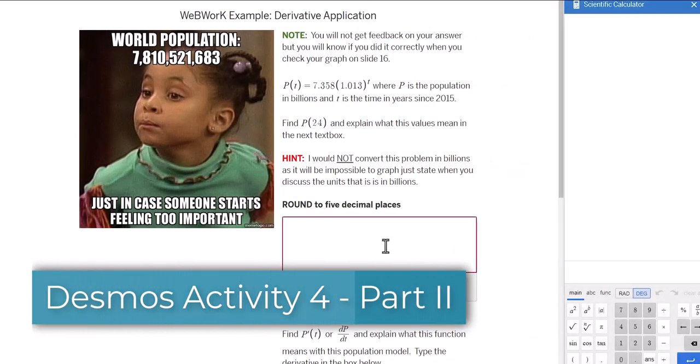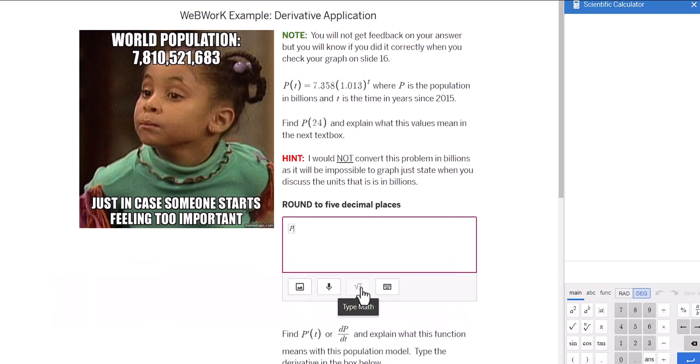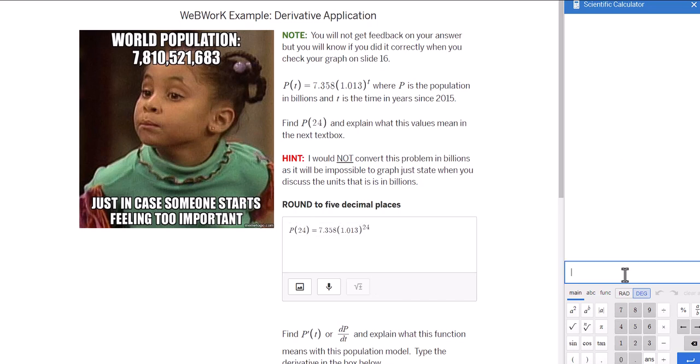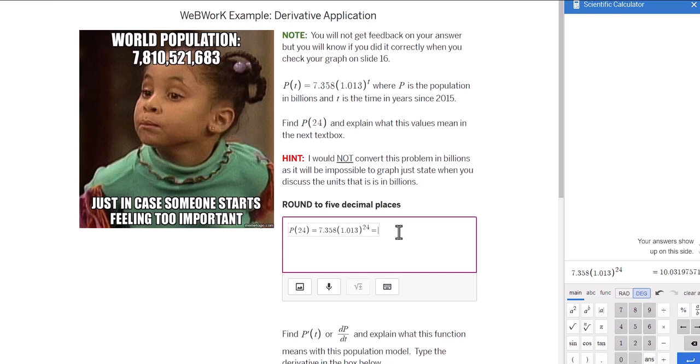I opened the calculator. So the first thing it asked me is to find P of 24. And so what that means is simply plug in 7.358 times 1.013 raised to the 24th power. And I'm going to do it over here, 7.358, 1.013 raised to the 24th power. And that gives me 10.123456. I think it's in 5 decimal places.